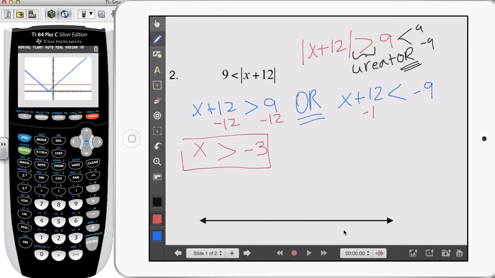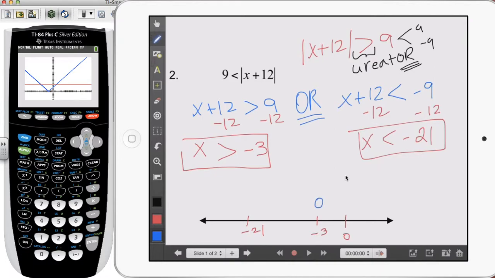Now again, to solve this one, you have to subtract 12 from both sides. So x is going to be less than negative 21. So we have two different relations. Let's try to graph them. 0 is going to be somewhere here, negative 3 here, negative 21 here. x is greater than negative 3. Negative 3 is not included since you don't have an equal sign. So I'm going to have an open circle on top of negative 3.